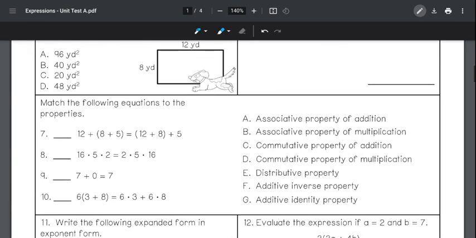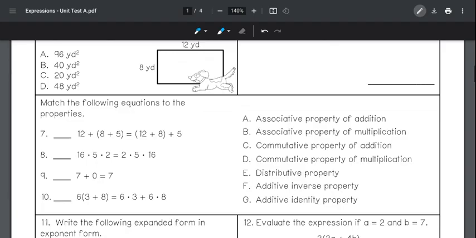Match the following equations to the properties. Number 7, 12 plus the quantity of 8 plus 5 is the same thing as the quantity of 12 plus 8 plus 5. The associative property of addition, associative property of multiplication, commutative property of addition, commutative property of multiplication, the distributive property, the additive inverse property, or the additive identity property.